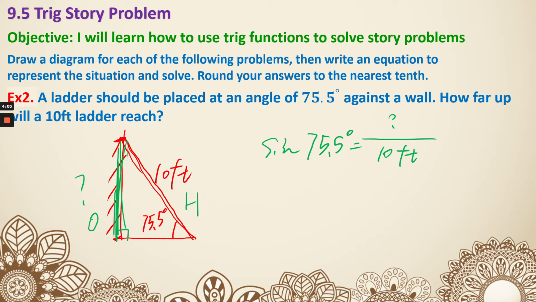And then, of course, the rest is solving. You can put it over 1 and cross multiply, or you can just multiply by 10 on both sides. Question mark is 10 times sine 75.5 degrees. It says round to the nearest tenth, so it's going to be 9.7. That's example 2.